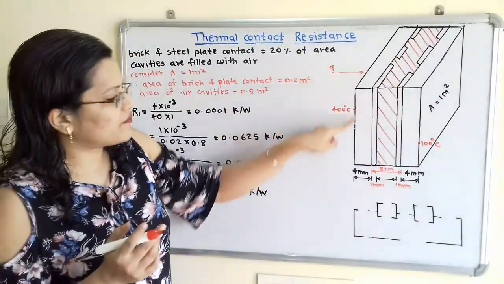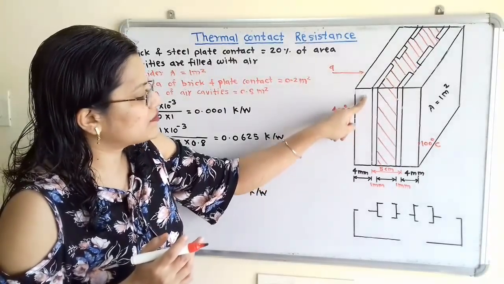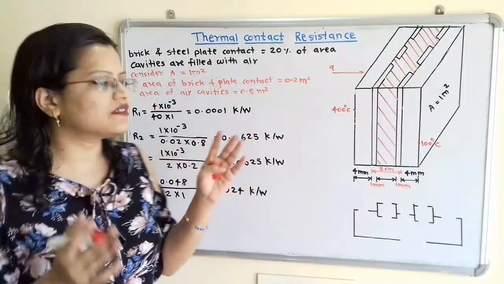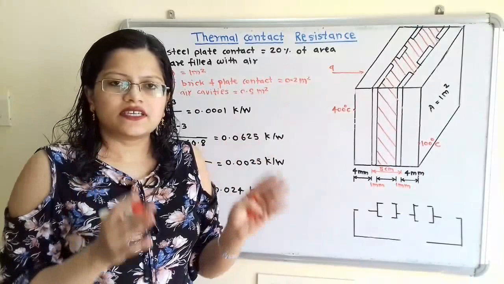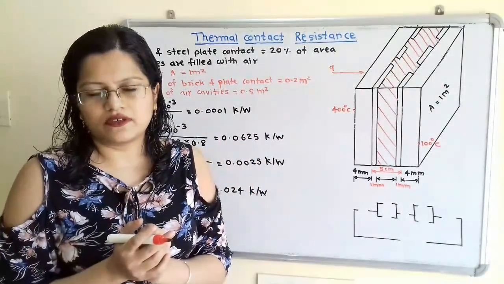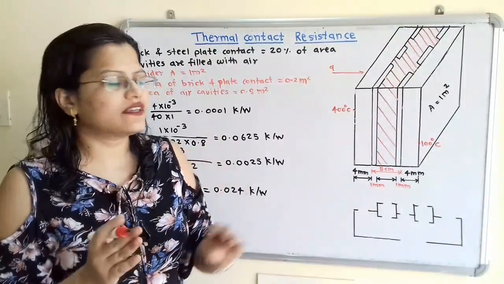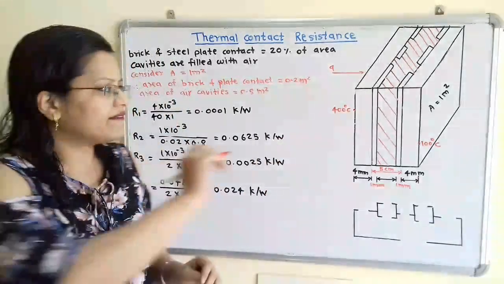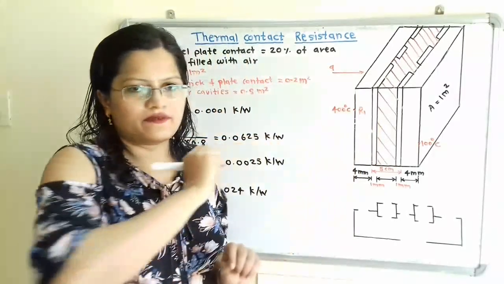So from the surface at 400 degrees Celsius, heat is getting transferred through this MS plate, that is the steel plate. So we will consider here the steel plate. The resistance is considered for the conduction heat transfer. So we will consider the resistance for the conduction heat transfer through this steel plate, that is R1. I will mention here, this resistance will be R1.